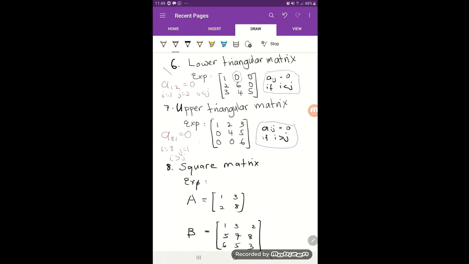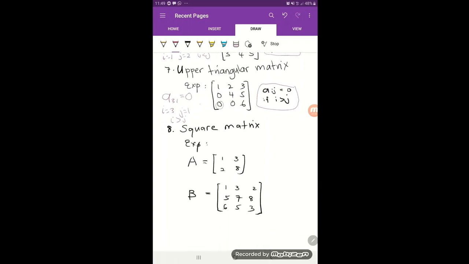And the last type is the square matrix. A square matrix is a matrix which has the same number of rows as columns. For example, matrix A. The order of matrix A is 2 times 2, where the number of rows is 2 and the number of columns is also 2. So the number of rows is equal to the number of columns.